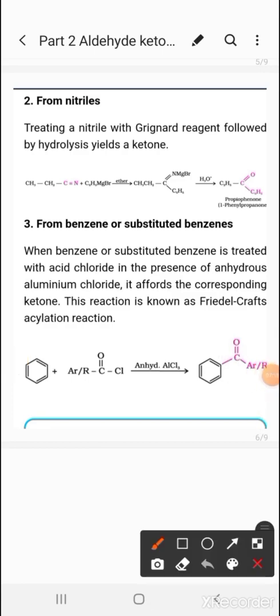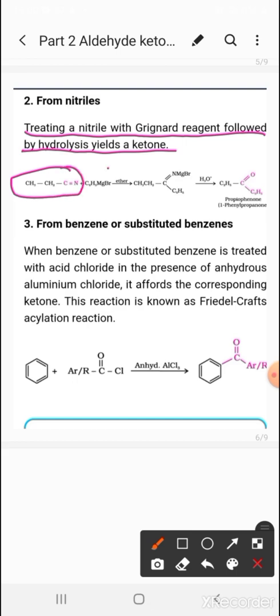अब nitrile से भी हम ketone बना सकते हैं. So treating a nitrile with Grignard reagent followed by hydrolysis yields a ketone. So this is a nitrile, and if you are reacting this nitrile with the Grignard reagent in the presence of ether, what is happening? This C6H5 part will move to the carbon and this MgBr part will move to the nitrogen. And you can see this carbon is bearing C6H5 double bond NMgBr.